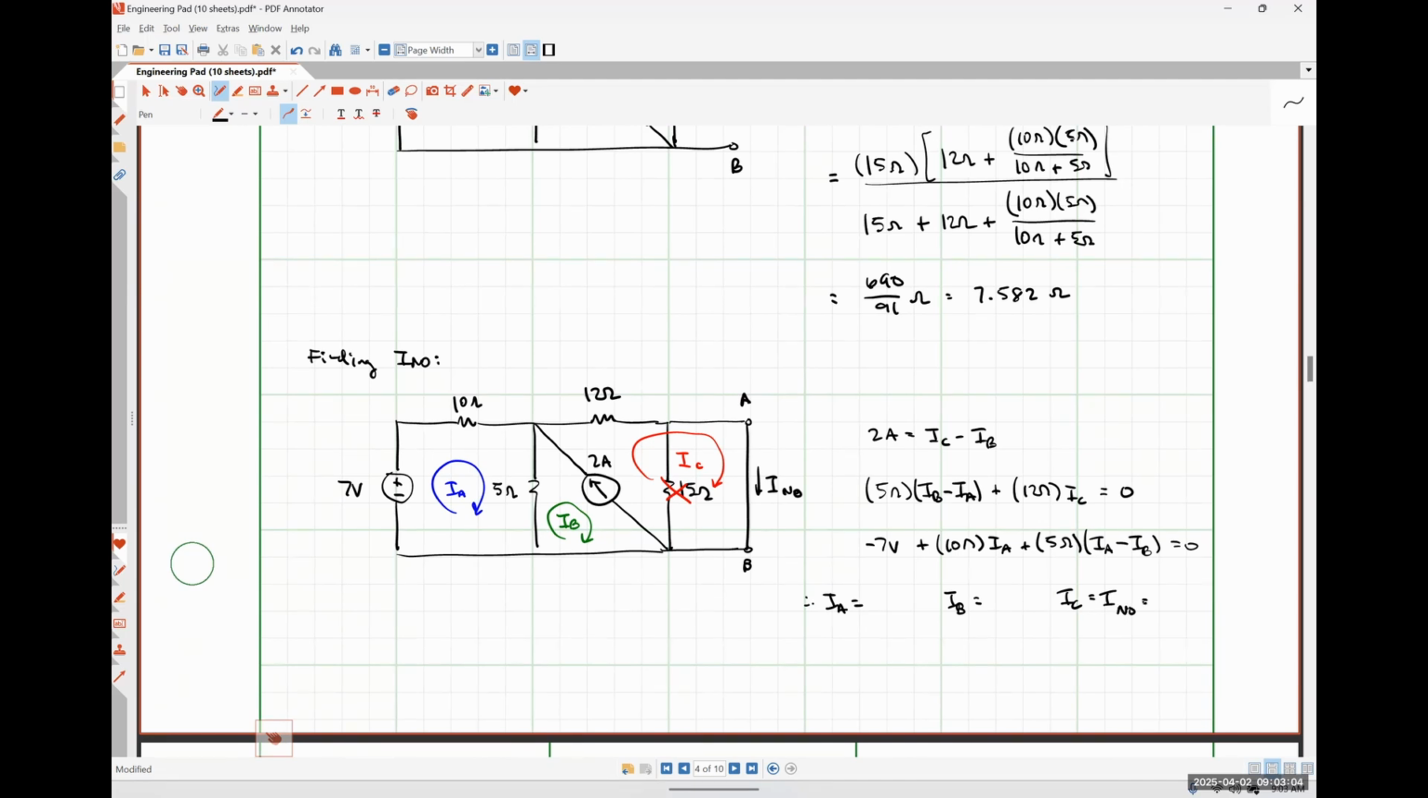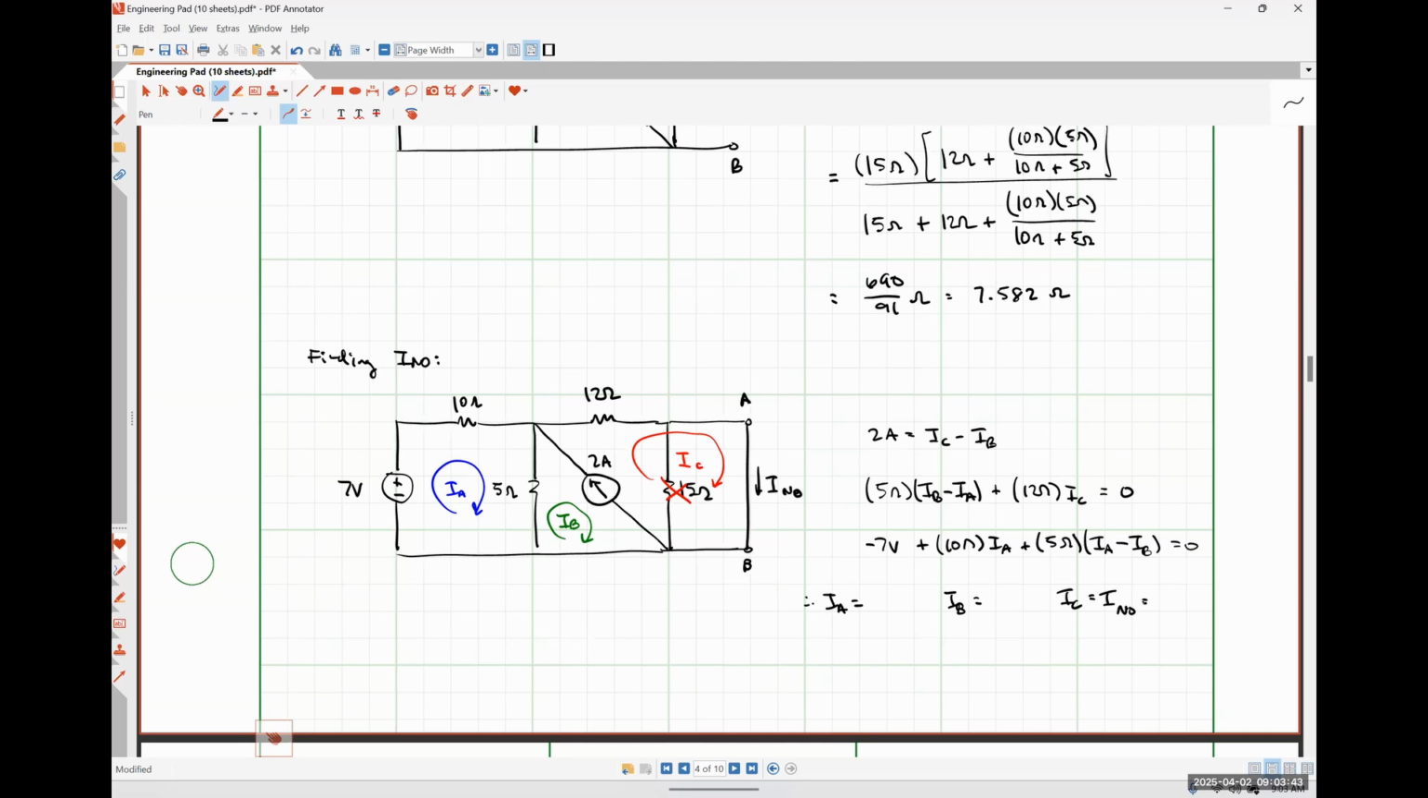So I'm going to throw this into my calculator. In my first equation, my coefficient for IA is 0. My coefficient for IB is -1. My coefficient for IC is +1, and my constant term is 2 amps. In my second equation, my coefficient for IA is -5. My coefficient for IB is +5. My coefficient for IC is 12. My constant term is 0. In my third equation, my coefficient for IA is 10 plus 5. My coefficient for IB is -5. My coefficient for IC is 0. My constant term is +7.